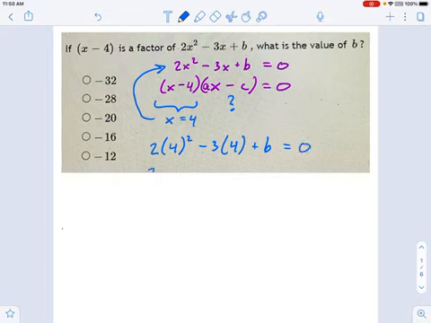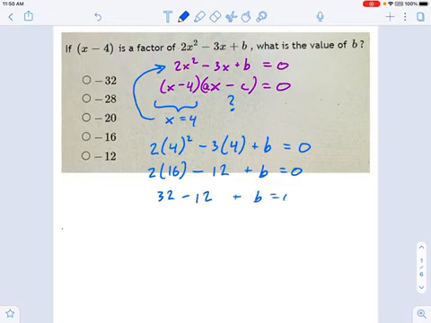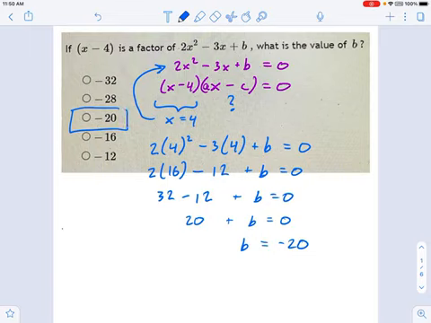Now, if we crunch through the math here, we just get 2 times 16 minus 12 plus b equals 0. Let's keep working on it. We get 32 minus 12 plus b equals 0, and that means 20 plus b equals 0. That means b equals negative 20. So we have our answer right there.